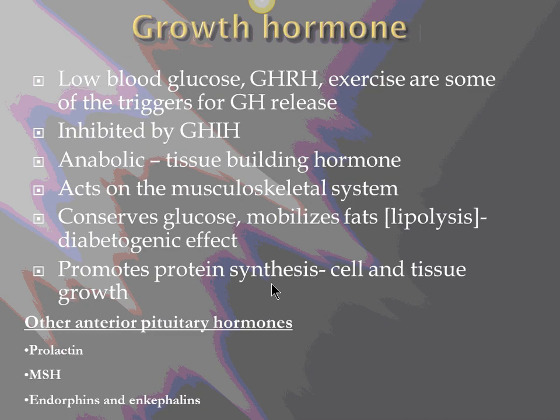Growth hormone is one of those hormones which was produced. It has a lot of major functions. This is one of the most plentiful hormones which is produced in the body. And some of the triggers for growth hormone to be released are either the blood glucose is low, or growth hormone releasing hormone is being secreted by the hypothalamus.